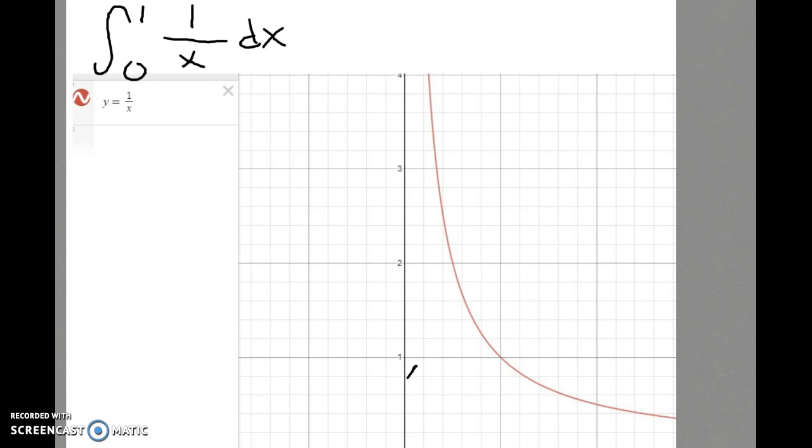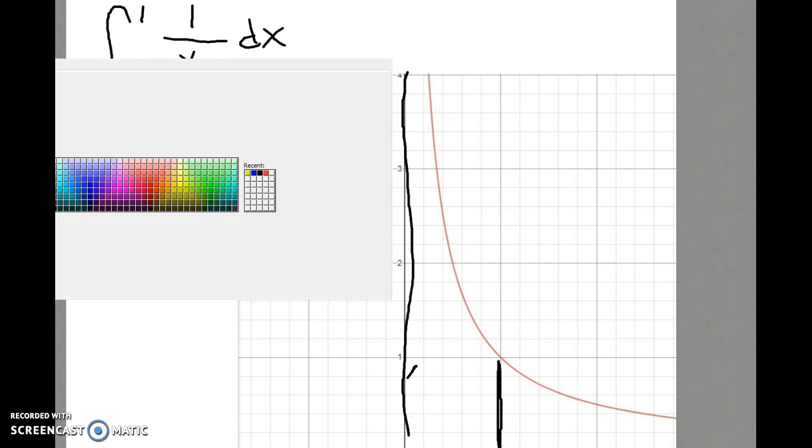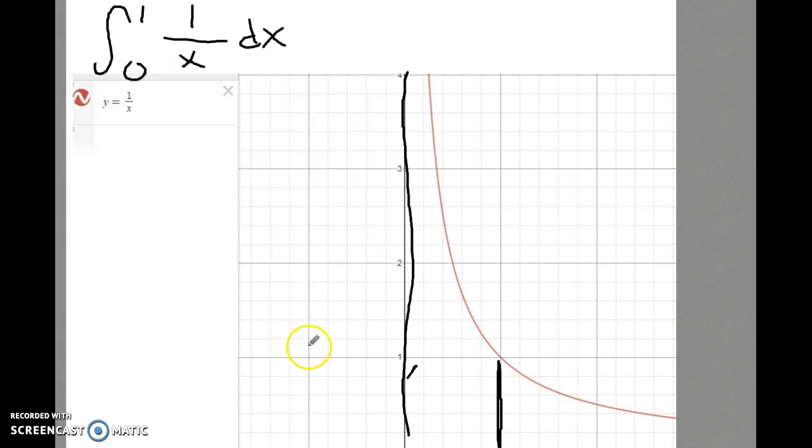So I've got the graph of 1 over x here, and we're evaluating the integral from 0 to 1. So we could think of that as the area of the region under the curve y equals 1 over x, with x going from 0 to 1. So 1 is right here. Here's x equals 1. X equals 0 is the y-axis, which the graph never quite reaches. So this, again, is an unbounded region. In terms of area, it's this region right here.